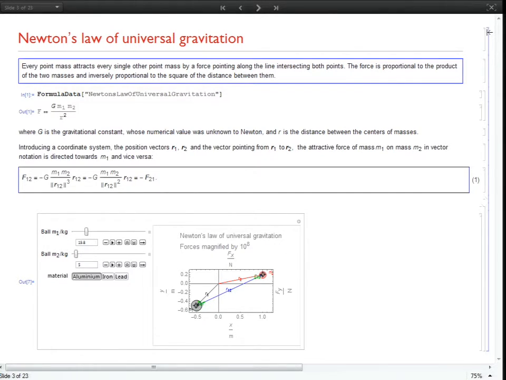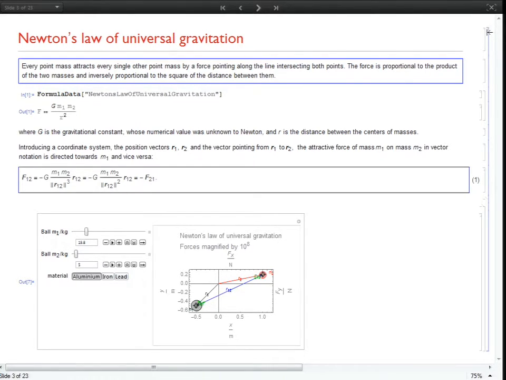If you want to do some calculations, you have to introduce coordinate systems and write it down in vector equations. Then it looks like in this framed formula. And on the bottom, I attempted a nice animation of Newton's law.